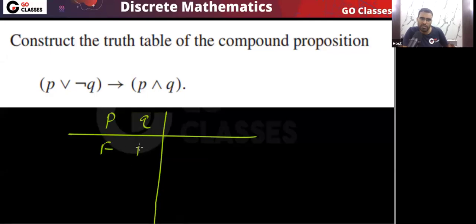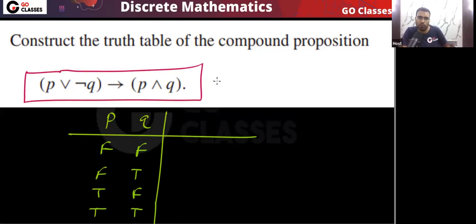We have these combinations. Both are false. P is false, Q is true. P is true, Q is false. Both are true. So tell me this expression, for formality let me call it H. Now tell me, what will be the truth value of this H? For this combination, what is the truth value? When P is false, Q is false, then what is the truth value of H?